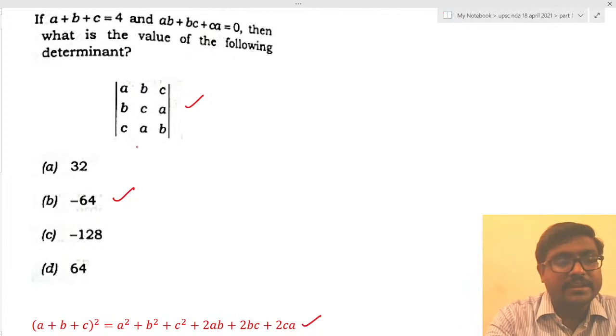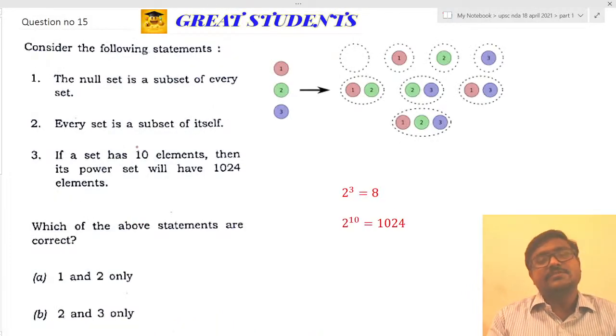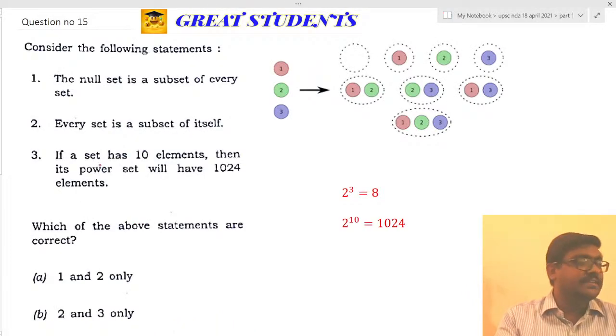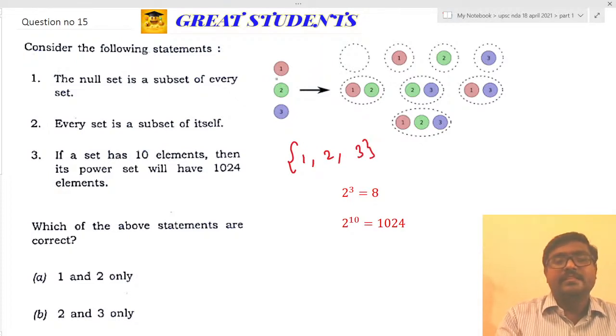Next, we will move on to the next question. In the next question, it is a set language based question. It is asked, the null set is a subset of every set. When you write the subset, we will get the null set, they are telling actually. So if you have a set like this, 1, 2, 3, this is a set. If you are writing subsets, what will happen?